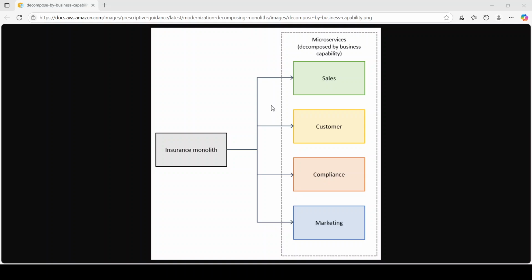So in short, the insurance industry is evolving rapidly, and transforming legacy systems into microservices through Decompose by business capability is the first step towards modernization. This not only enhances agility but also future proofs our business in a competitive market like the one we have now.